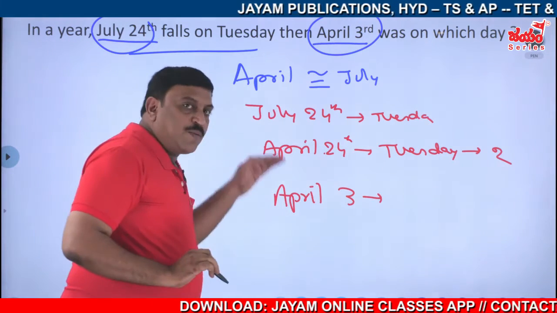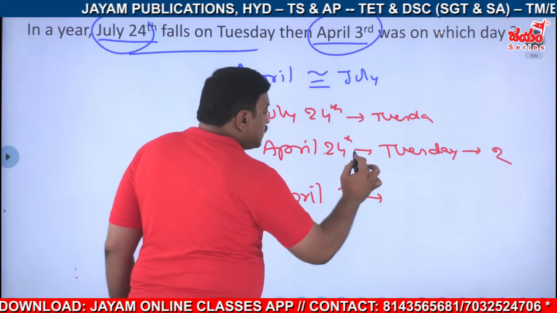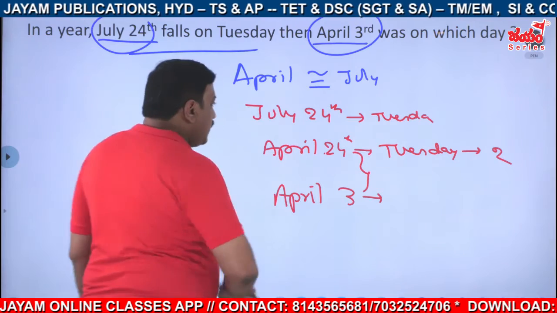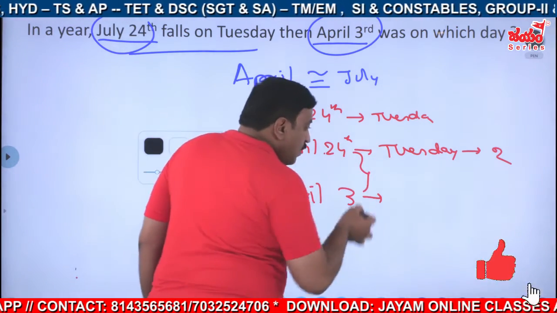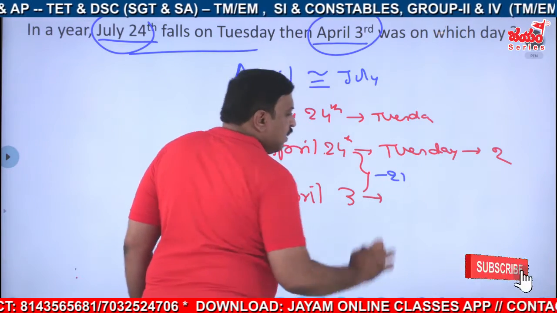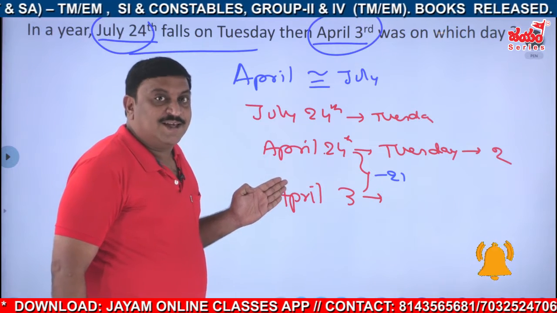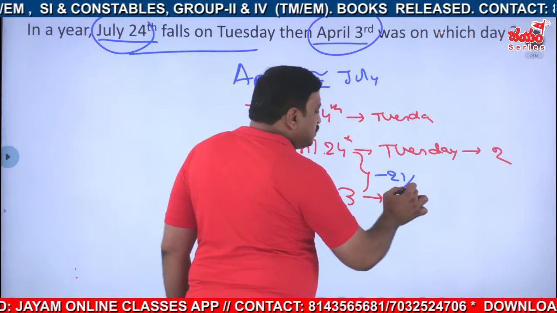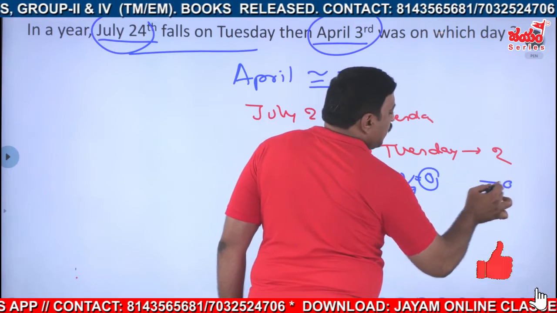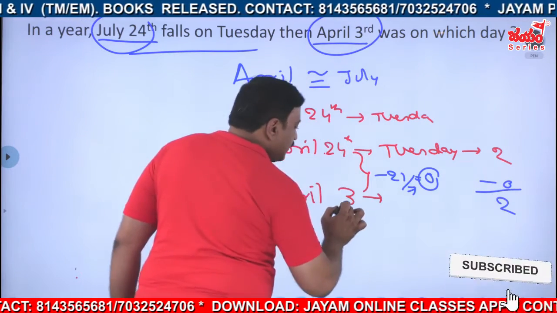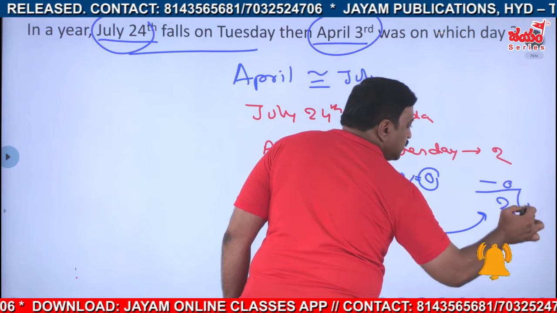For 1 month, in 1 month, you go minus, no problem. But April 24th to April 3rd means how many days back? It comes around 21 days back. Again, 21 days means how many odd days? 21 by 7, that means 0 odd days. 0 odd days means 2 minus 0, again 2, which means April 3rd is on Tuesday.